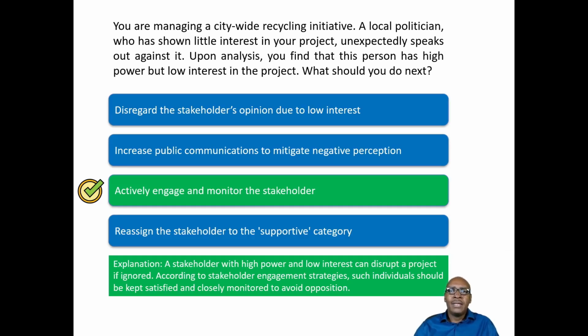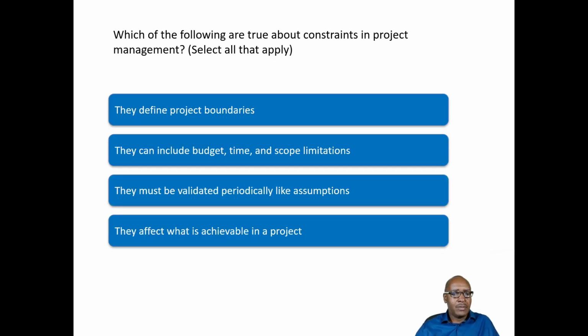So our explanation: a stakeholder with high power and low interest can disrupt a project if ignored. According to stakeholder engagement strategies, such stakeholders should be kept satisfied and closely monitored to avoid opposition. That's our rationale. Let's go on to the second question.